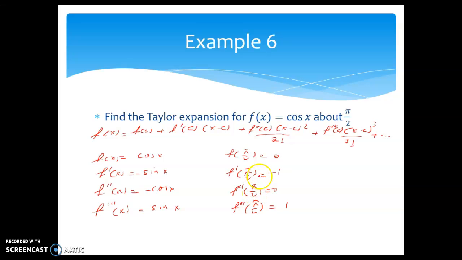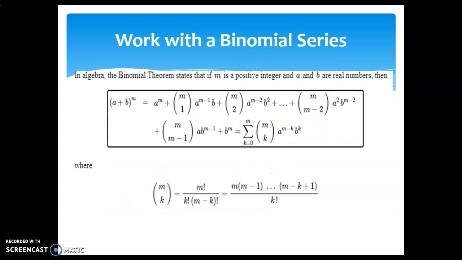So my Taylor series would look something like this. F of x equals negative x minus pi over 2, plus x minus pi over 2 cubed over 3 factorial, minus x minus pi over 2 to the fifth divided by 5 factorial, plus and so on. So that is what we're going to get.